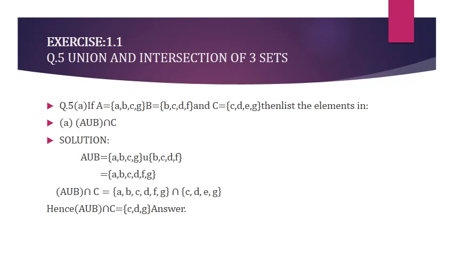In 5A, A union B is in the bracket, so we shall first find A union B. It has 4 steps after the solution. In the starting 2 steps, we just find A union B simply by uniting sets A and B. The answer of A union B is A, B, C, D, F, G. B, C are common, so they must be written once.